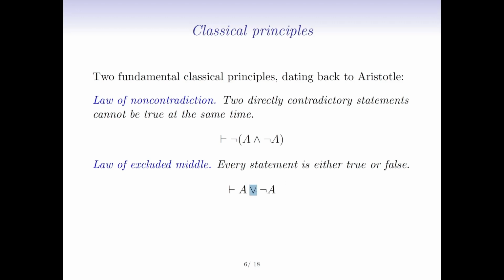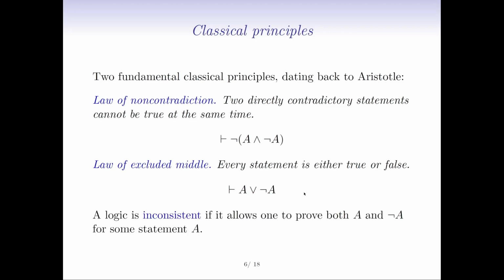So here, this symbol, the V, means or. So it is a law that either A or not A, and that is for any statement A. I'll also say that a logic is so-called inconsistent if, using the kind of inferences of the logic, you can prove both A and not A for some statement A. So we say that it's inconsistent because somehow starting from the same point we've managed to deduce a statement and its exact opposite.